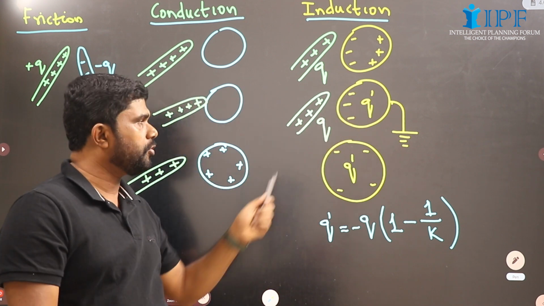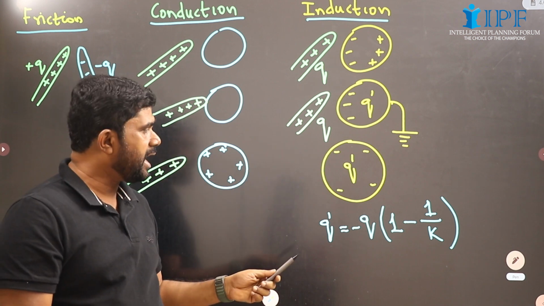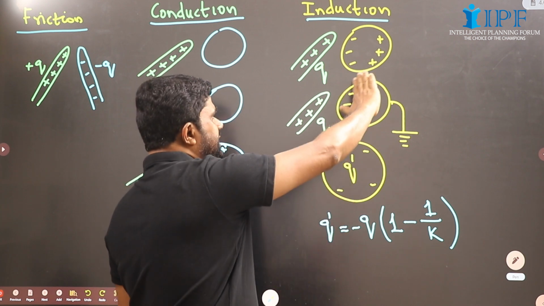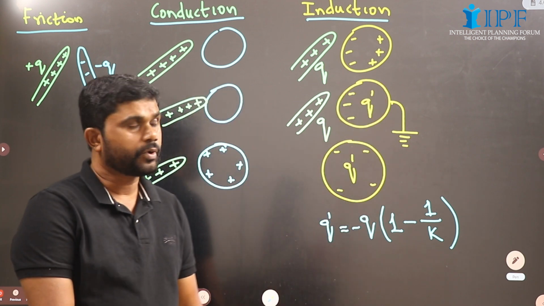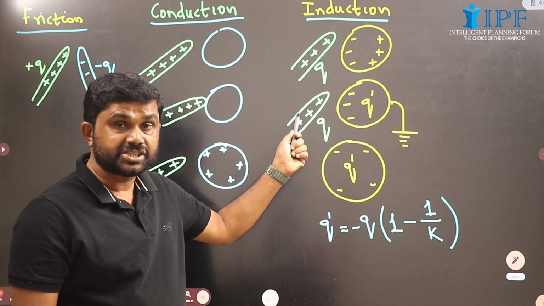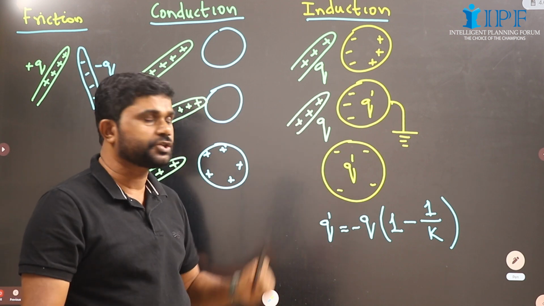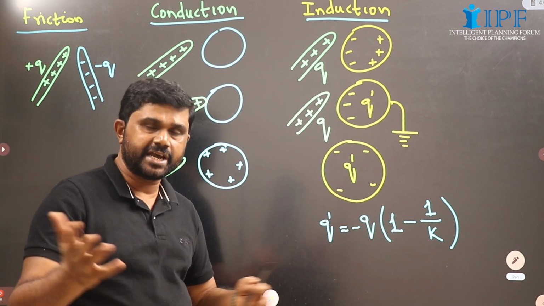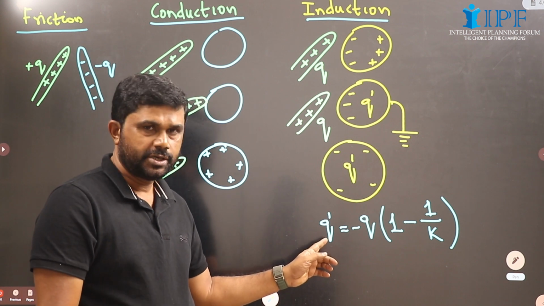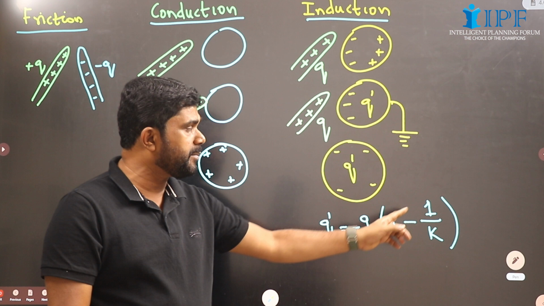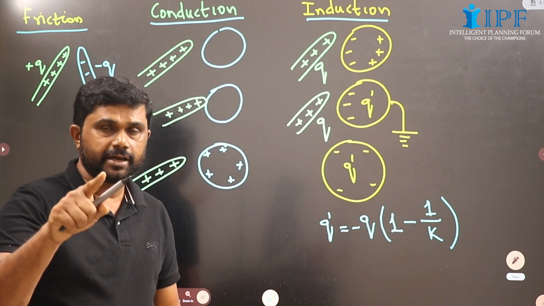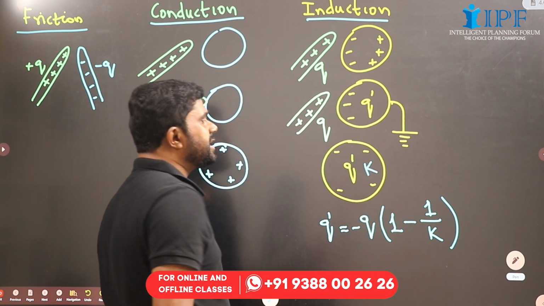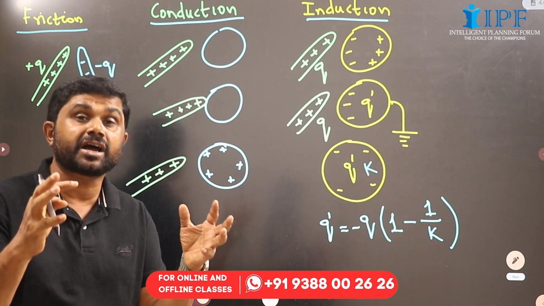Now I have removed the charging body, and this is disconnected from ground. So this negative charge will get distributed. Now this is Q, the charge on the charging body, and this is Q dash, the charge acquired by the second body. It was initially uncharged. Then Q dash equals negative of Q into (1 minus 1 by K), where K is the dielectric constant of this body, that is, the charged body.